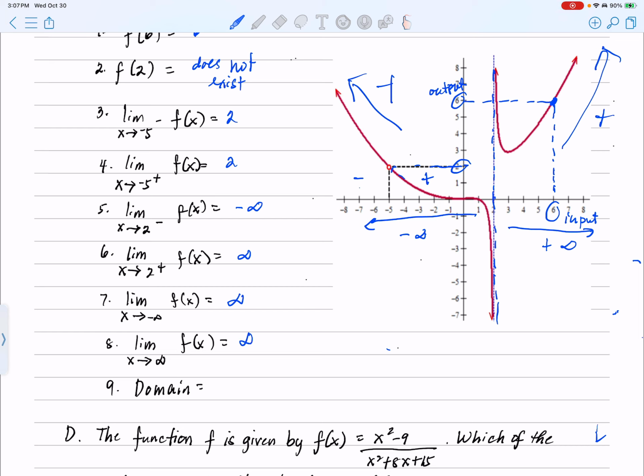Okay, so the domain, what do we have here? Negative 5, we have 2, we have 6. And this is negative infinity and positive infinity. So we have 3 sets of interval for the domain. So we have from negative infinity to negative 5, union with from negative 5 to 2, union with from 2 to infinity. All right, and that is the domain.